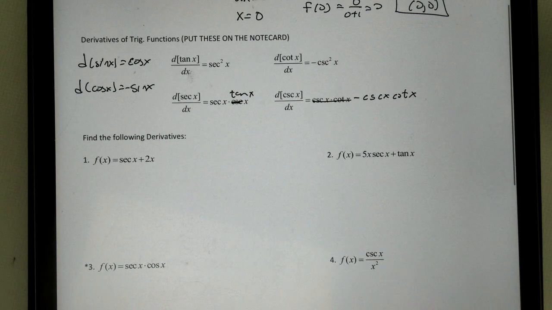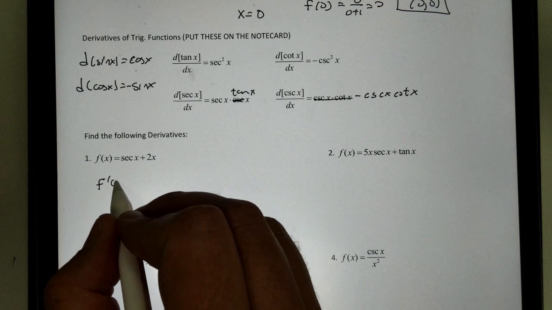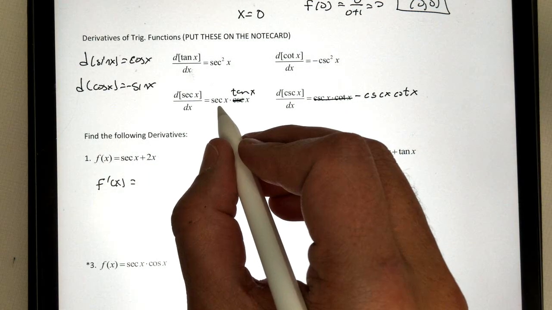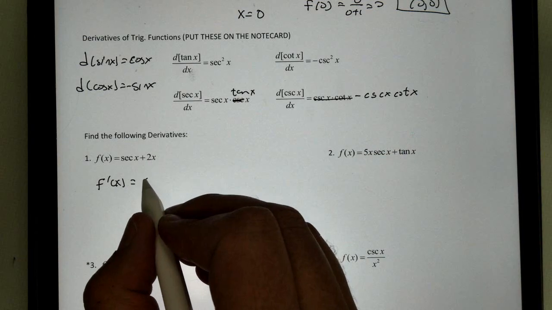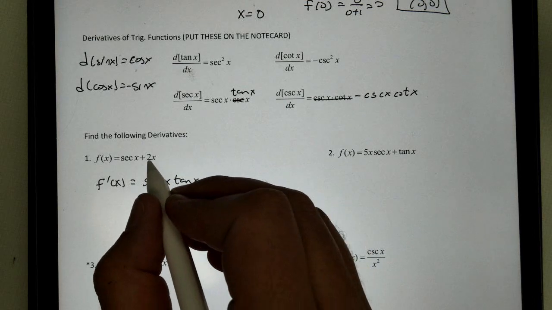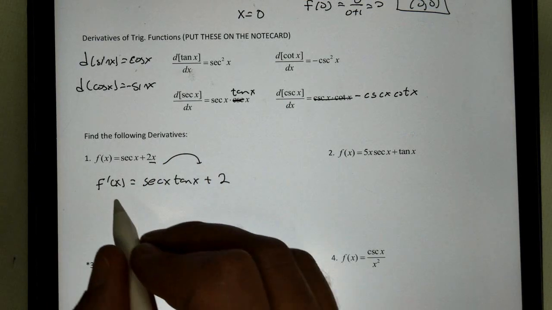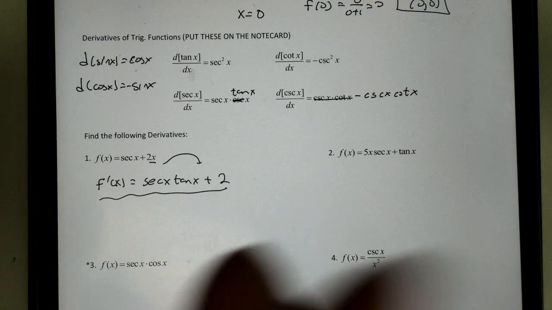So we just want to find the following derivatives. To get the derivative of secant, well, I'm literally just going to look up over here. It's just secant x, tangent x. And now I want to find the derivative of 2x, which is just plus 2. Very easy to do. So let's apply some properties to this now.